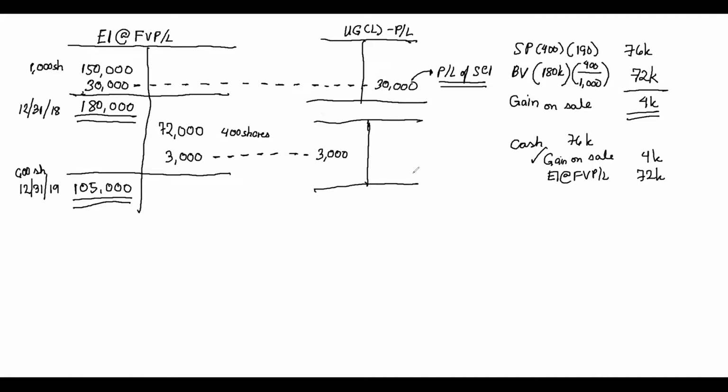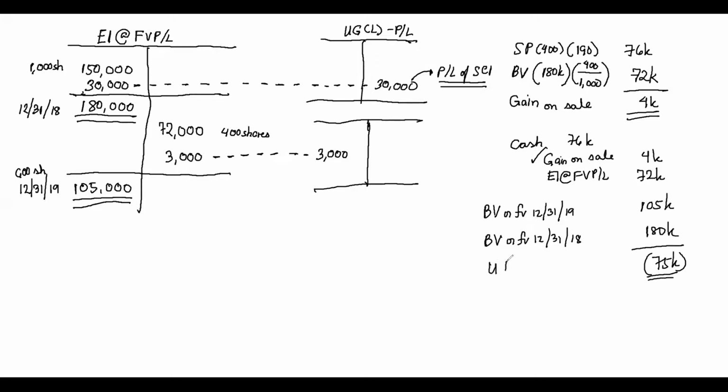Hindi ka naniniwala na 3,000 loss. Sige, ganito. Magkano ang book value or fair value niya December 31, 2019? 105,000. Okay? Magkano ang book value or fair value niya December 31, 2018? Sabi mo 180,000. Kaya sabi mo, sir, naniniwala ako na loss siya ng 75,000. Magaling. Sabi mo, yan ang unrealized loss, P&L. Okay? Ito lang ang comment ko dyan.